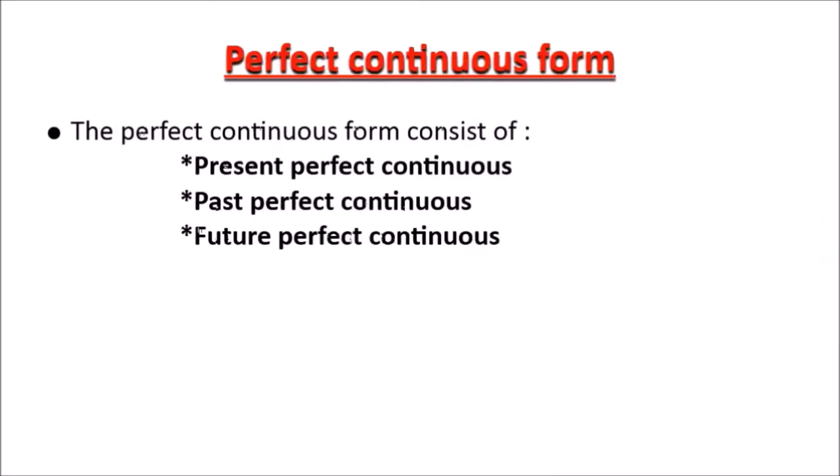Next, we are moving on to the perfect continuous form. So this is the third form. Perfect continuous form consists of three tenses. They are present perfect continuous, past perfect continuous, and future perfect continuous. So these are the three types of tenses under perfect continuous form. Let's discuss them in detail. Okay.